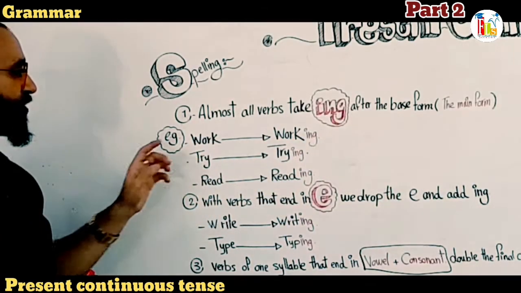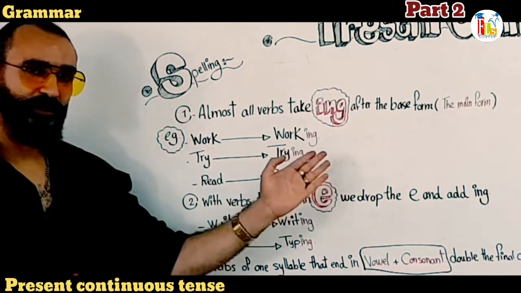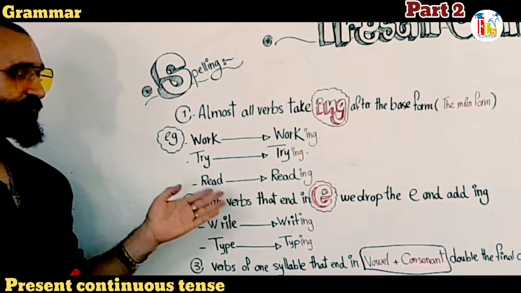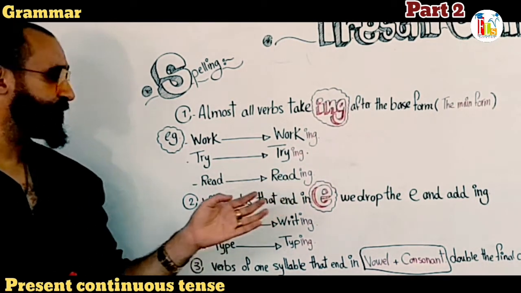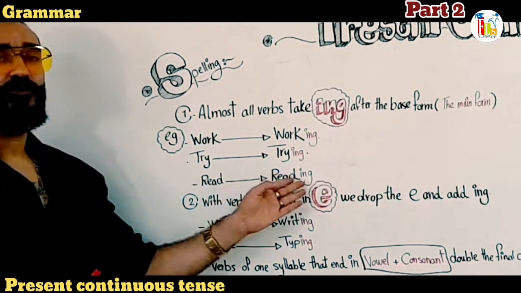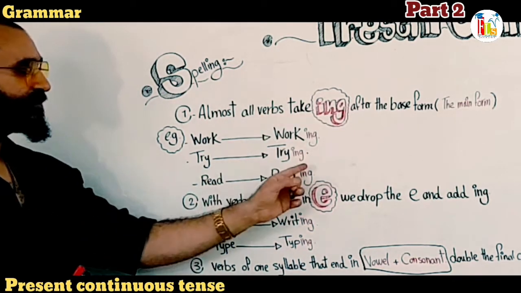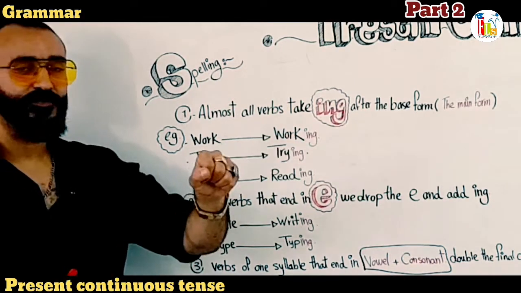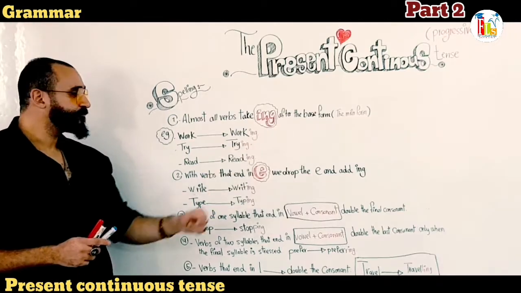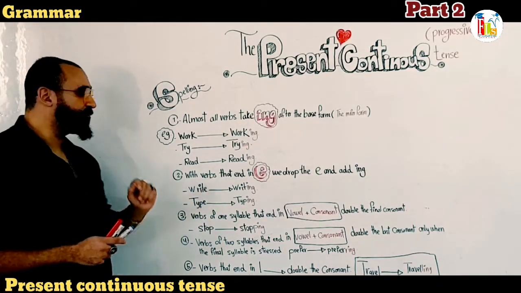Like here we say, so work, it's going to be working. Try, it's going to be trying. Read, it's going to be reading. So we added ing. So most of the verbs take ing. However, this is for rule number 2.